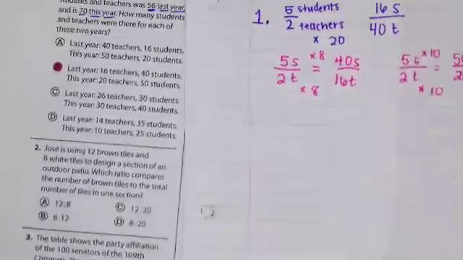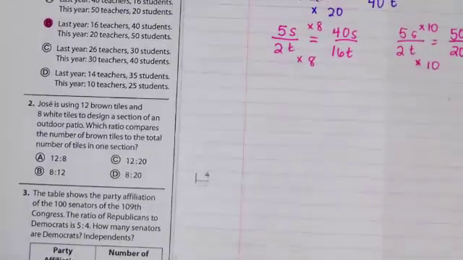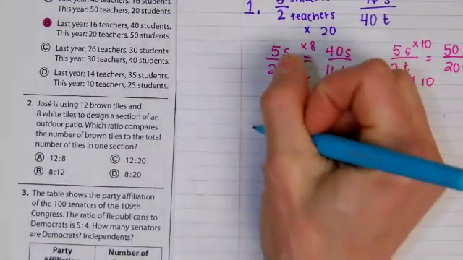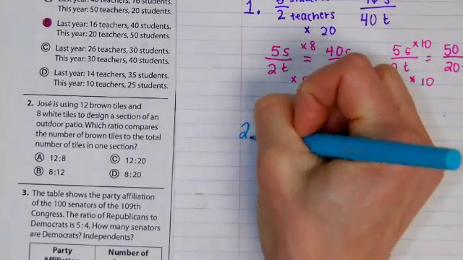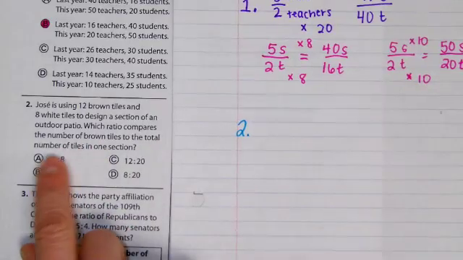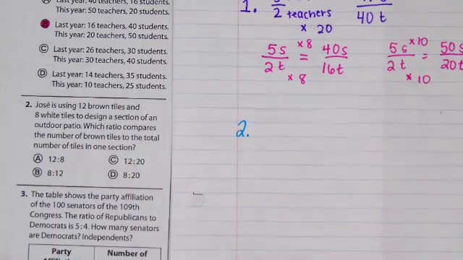So number 2, I'm going to slide this up so we can see it, and I'm going to keep my work next to it. Number 2 says: Jose is using 12 brown tiles and 8 white tiles to design a section of an outdoor patio. Which ratio compares the number of brown tiles to the total number of tiles in one section? So this is where you really have to read, right?